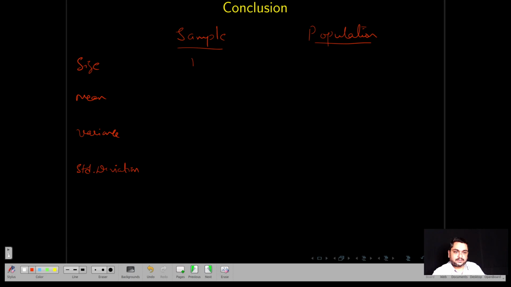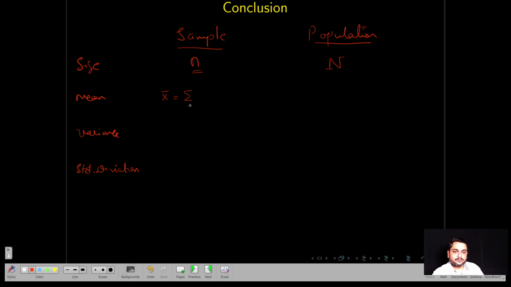So you represent it as n, small n. In my textbook, I represent it as small n, and most of the textbooks also use small n to represent sample size. Whereas the population size is represented by capital N. So how do you represent mean? Mean is equal to x bar.